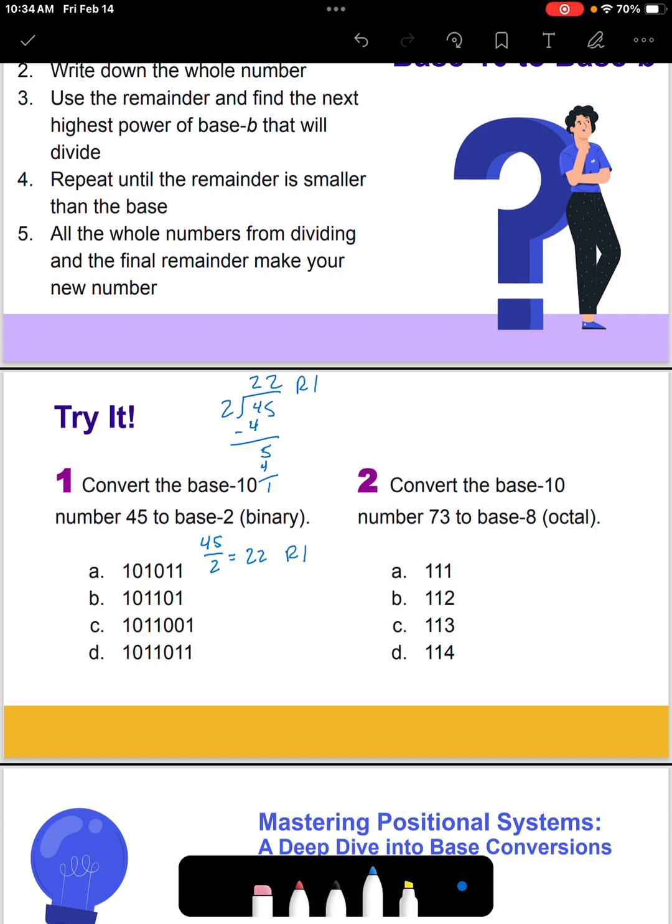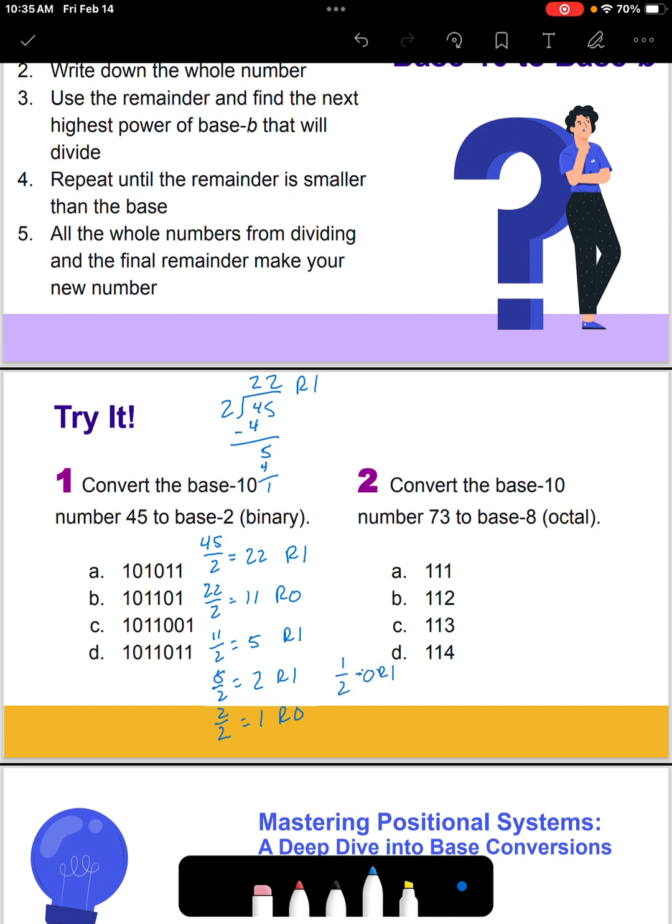Now we take 22 divided by 2. That goes in 11 times with a remainder of 0. 11 divided by 2 is 5, and that's going to be a remainder 1 again. And then 5 divided by 2 is 2, remainder 1. 2 divided by 2 equals 1, remainder 0. And then 1 divided by 2 is 0, remainder 1.